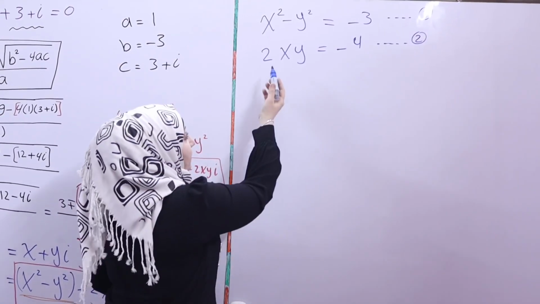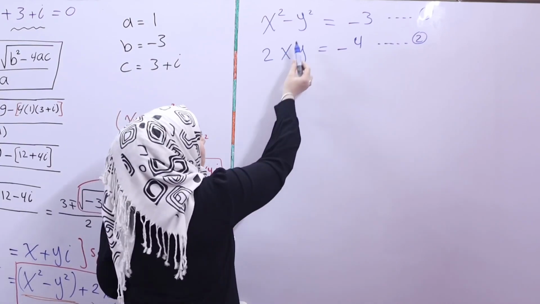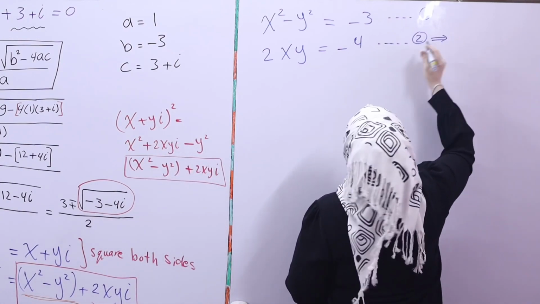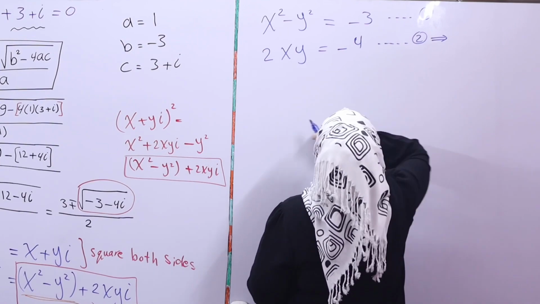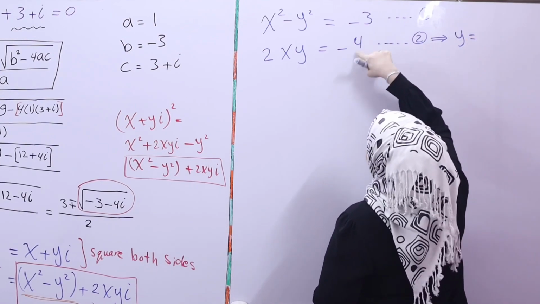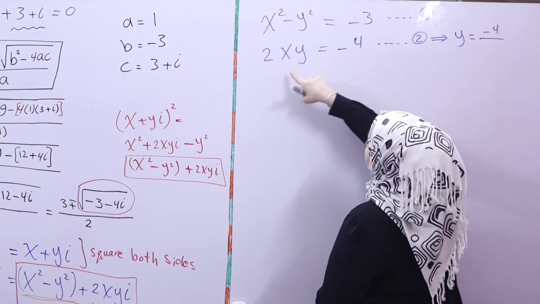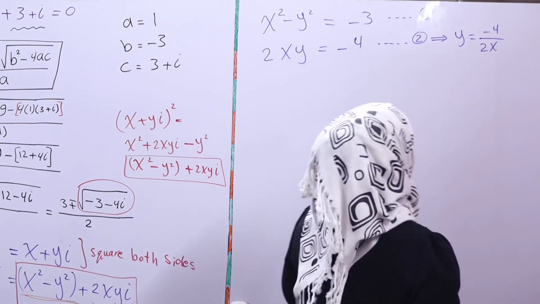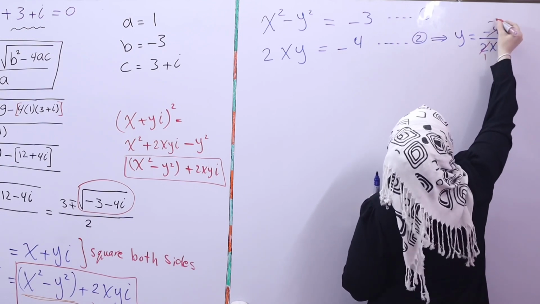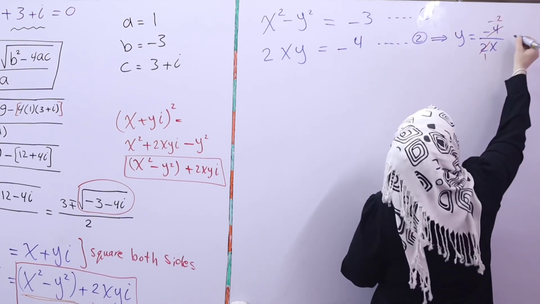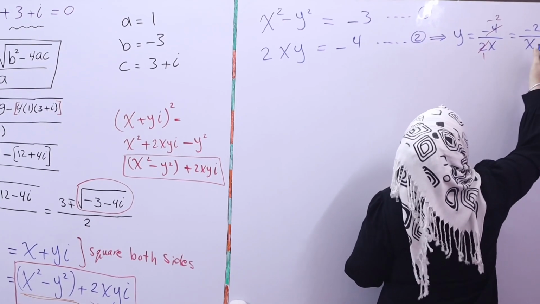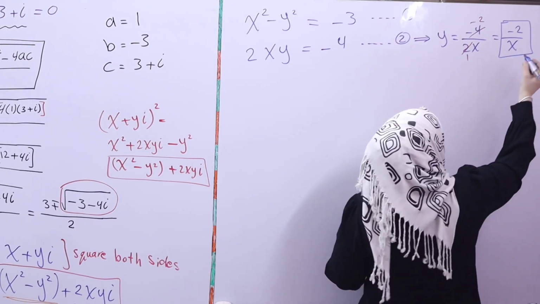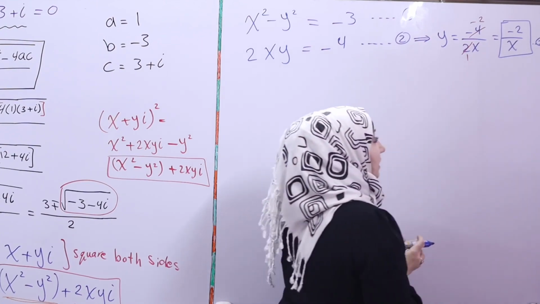We have a system of two equations with two variables and we want to find the values of x and y. From 2 we can get the value of y in terms of x. y equals negative 4 divided by 2x. So we can simplify to negative 2 over x. This is the value of y in terms of x. هذه قيمة y بدلالة الx. We will call it 3.